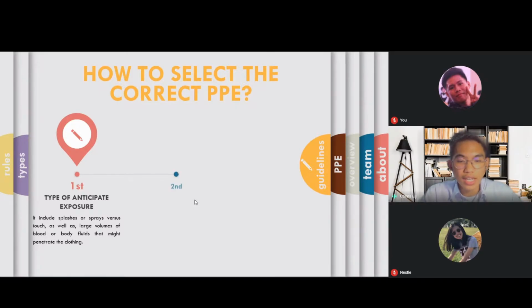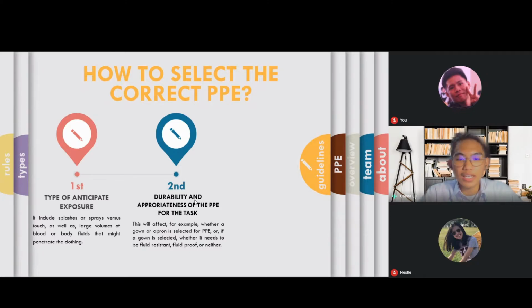So, for the second one, durability and appropriateness of the PPE for the task. So, it should be durable. Dapat matibay yung PPE natin. And dapat appropriate. So, ibig sabihin, dapat yung sinusuot natin is connected siya dun sa mga task na gagawin natin. So, for example, sa mga medical, meron tayong tamang PPE. Then, pag mga surgical din, may tama ring PPE. Then, meron din para sa mga construction worker naman na mas bigatin yung mga PPE na ginagamit nila.